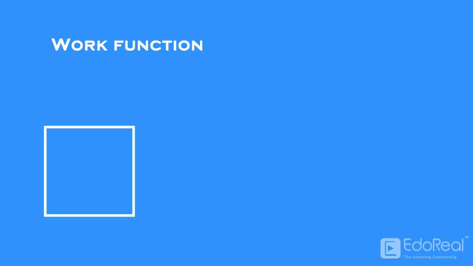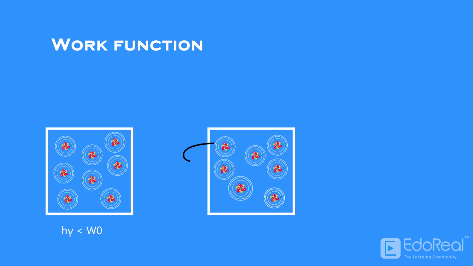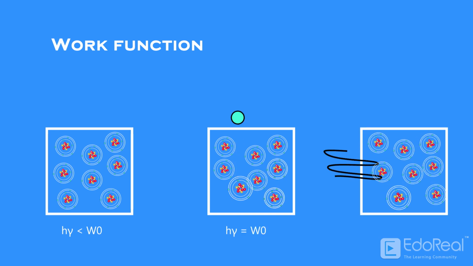Work function: the minimum energy which is used to eject the electron from the atom and away from the metal surface is called the work function. This is denoted by W0. This is also different for different metals. Let's observe the photoelectric effect with an experiment.